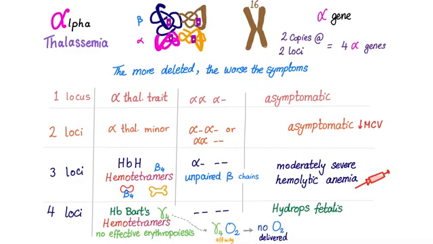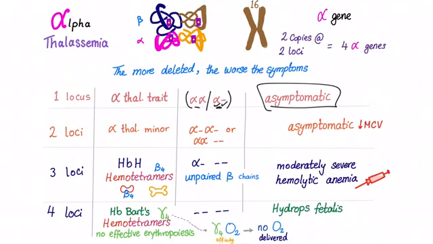So the more deleted, the worse the symptoms. Keep that in mind. So if only one locus is deleted, it's called alpha thalassemia trait. One of them will be alpha alpha, the other will be alpha negative. So since we have 4 genes, it will be like this: 2 of them are normal, and of the others, one has alpha and one is negative. What are the symptoms? This patient or this kid is completely asymptomatic.